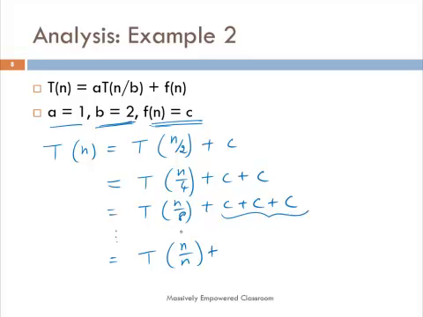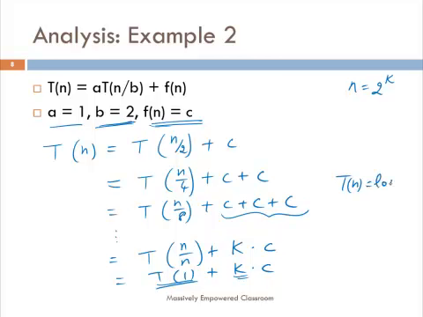Whenever we get n in the denominator, n is equal to 2 power k. So you will get k times C. We will have added C k times. So this is nothing but T(1) plus k times a constant. T(1) is a constant. It can be ignored. K is nothing but log n like before. So you get T(n) is equal to some constant plus log n times a constant. Right? We ignore all the constants and say this is O(log n).